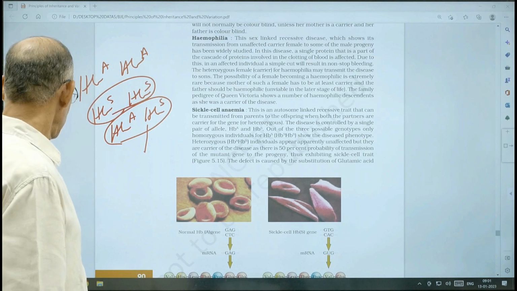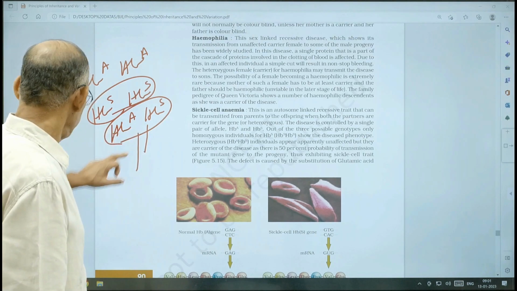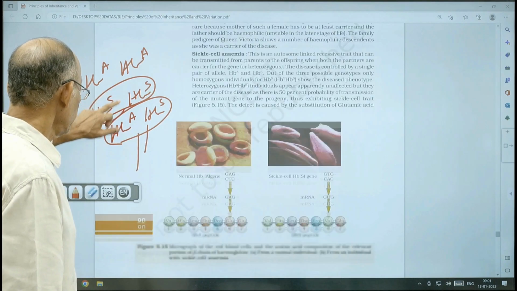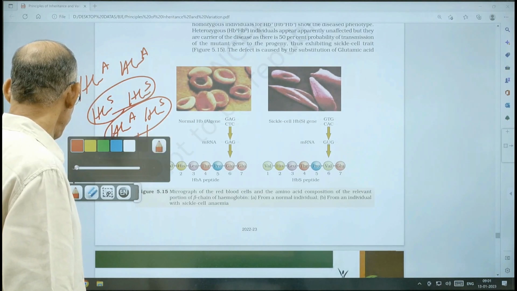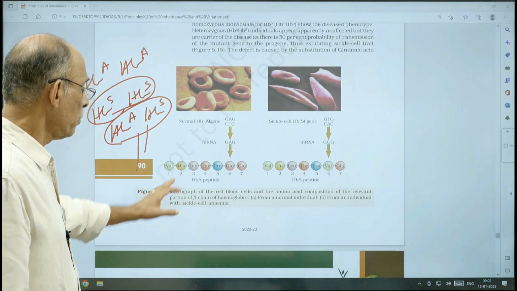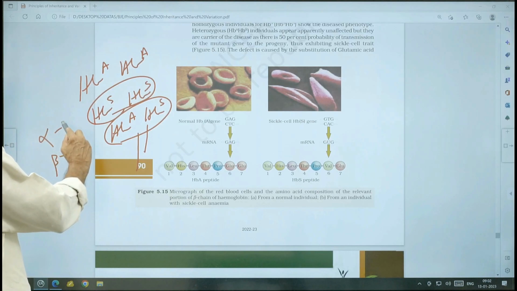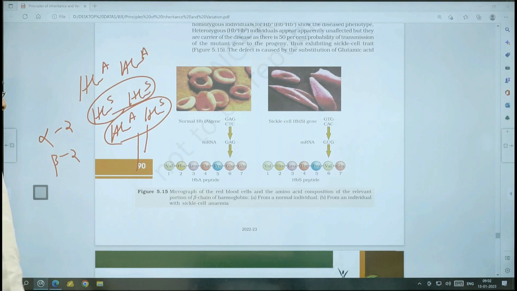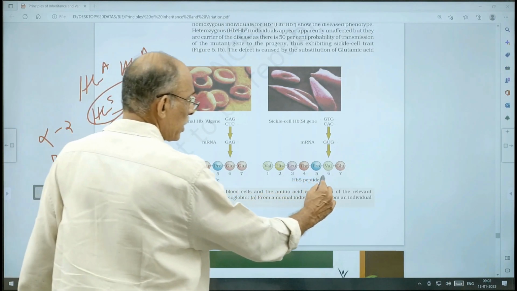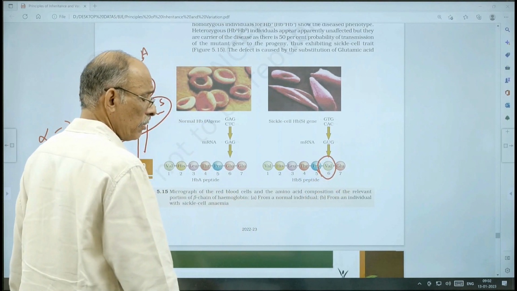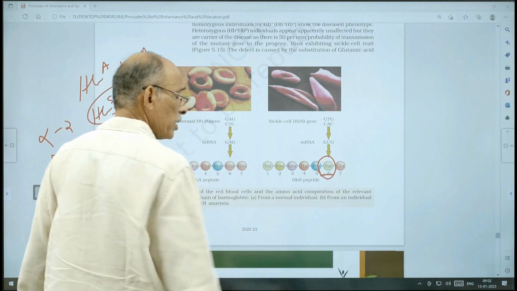The problem is caused by a single mutation in the gene. And as we know, there are alpha and beta parts in hemoglobin. Two alpha and two beta chains are there. In the alpha, there is no problem, but in beta, at the sixth position, instead of glutamic acid, the sixth amino acid is valine.